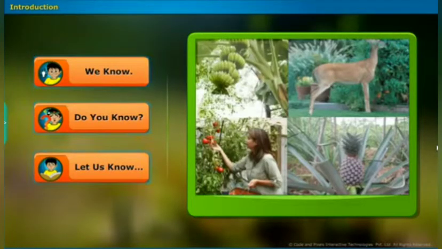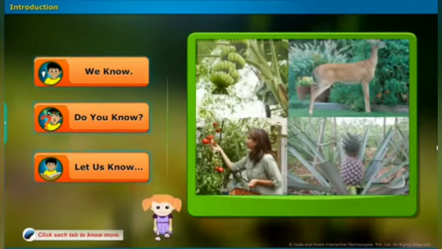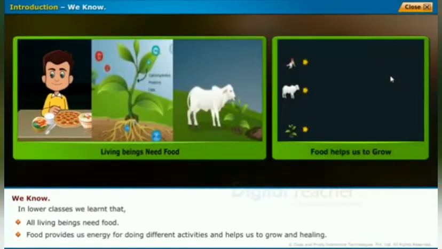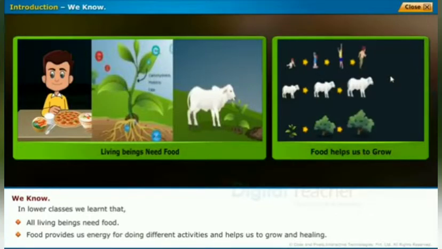Introduction. Before entering into the chapter, follow the instructions shown on the screen. Click each tab to know more. In lower classes, we learned that all living beings need food. Food provides us energy for doing different activities and helps us to grow and heal.